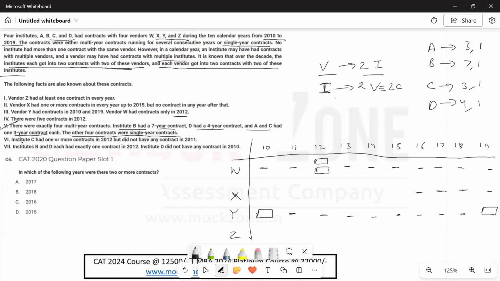Now coming to point number 6, Institute C had 1 or more contracts in 2012 but did not have any contract in 2011. Okay, we cannot comment on anything regarding this statement for now. And statement number 7 says Institute B and D had exactly 1 contract in 2012, but D did not have any contract in 2010. Okay, so now how can we comment on the remaining formulation of this set?